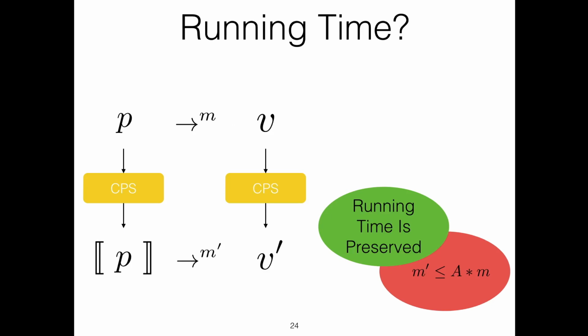To show that running time is preserved, we should also reason about the number of steps that the source and target programs take. In particular, we want to show that if P evaluates to the value V with m steps, then the translation of P evaluates to the value with some number of steps m prime that is less than or equal to a times m, where a is a constant. Therefore, we prove that the transformation introduces only a constant overhead and the running time of the source is asymptotically preserved.